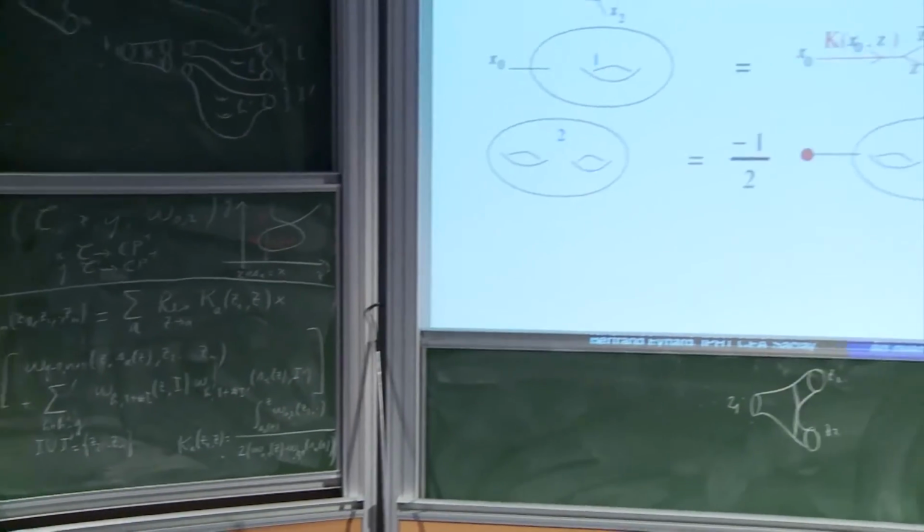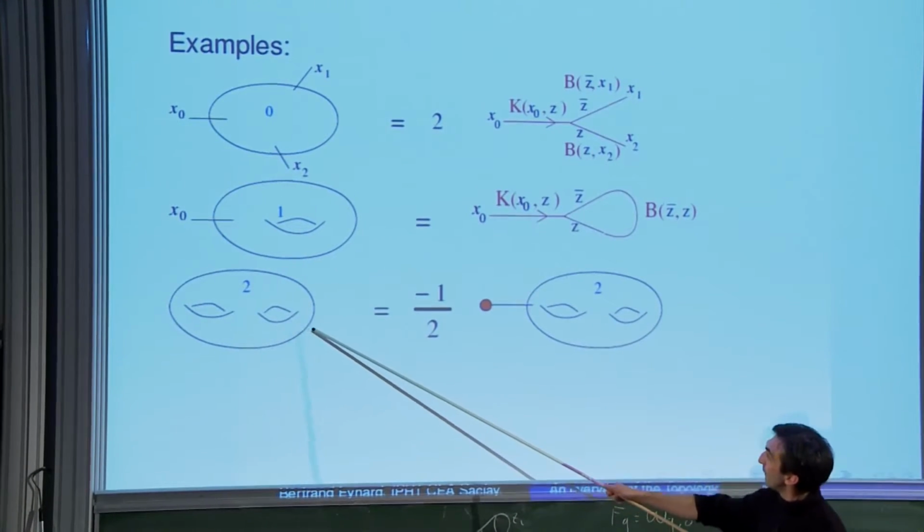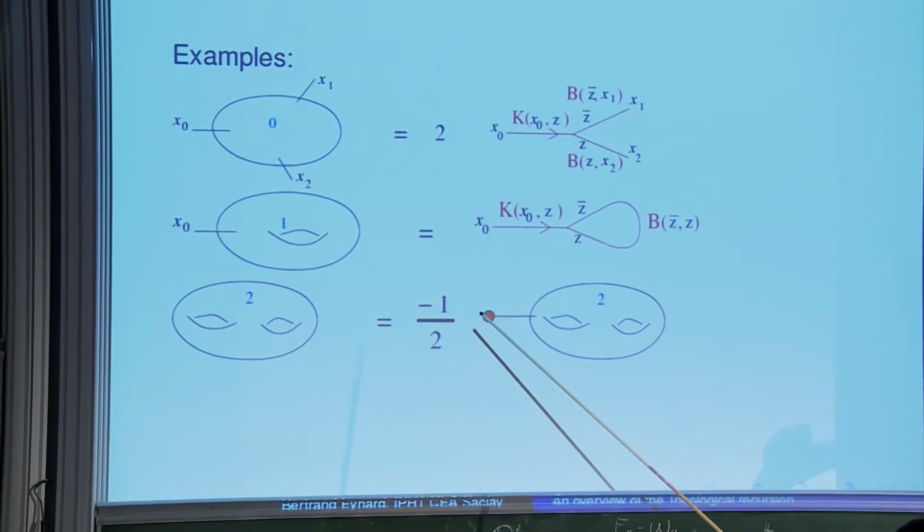Right. Let's do a more complicated example. Let's compute F2. If you want to compute F2, you have to divide by 2 minus 2g, which is minus 1/2 in that example.